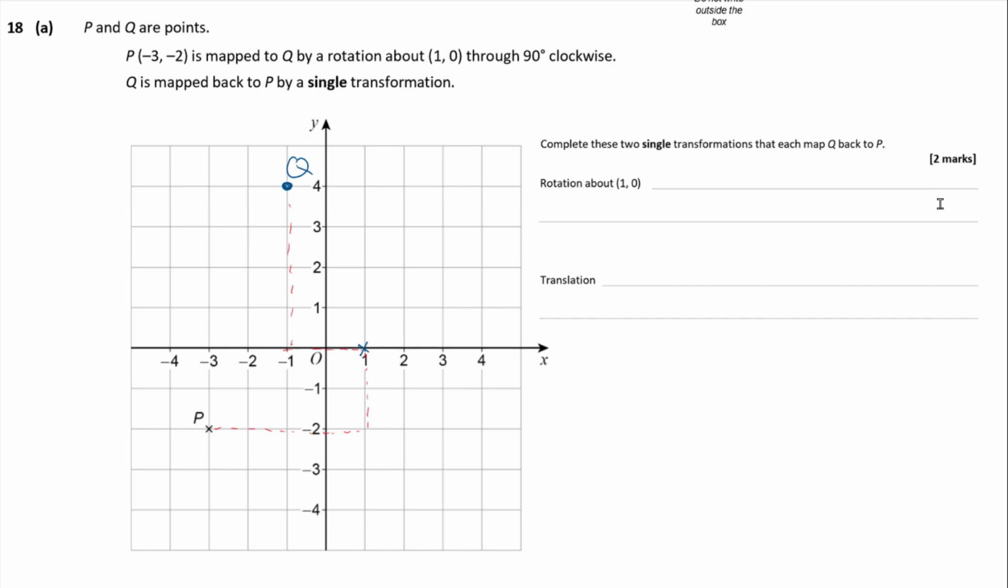Okay, so then if I want to take Q back to P again, I'm just going to have to do the same rotation but in the opposite direction, aren't I? So a rotation of 90 degrees anti-clockwise about the same point, which is (1, 0). Okay, that should take me back to where I started from.